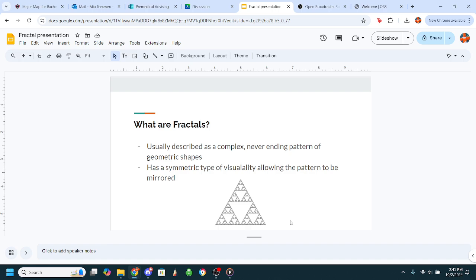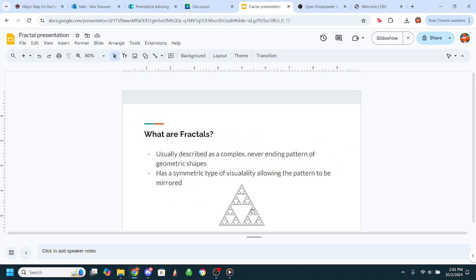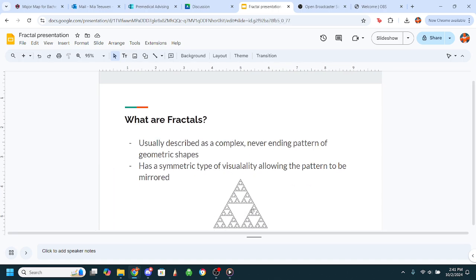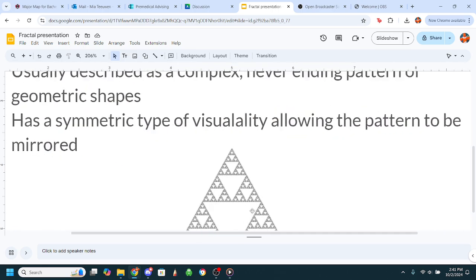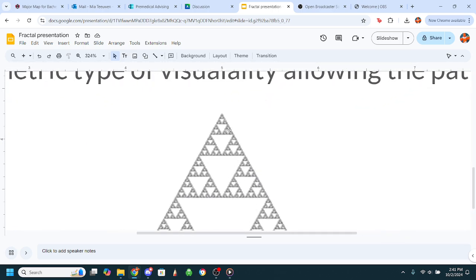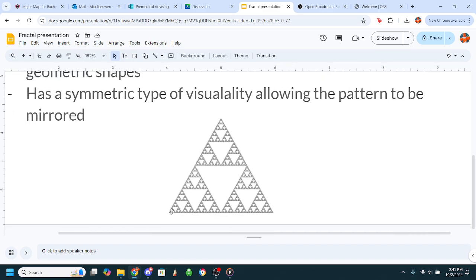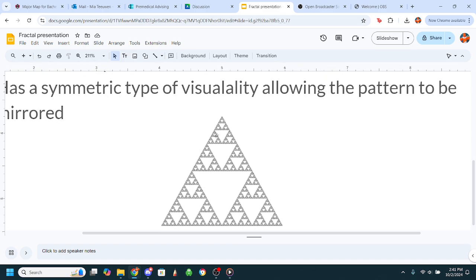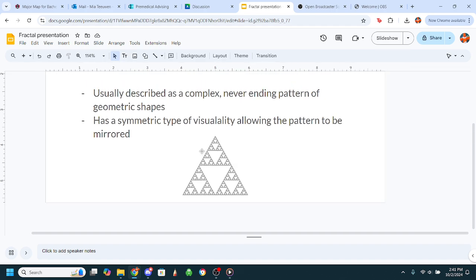They have a symmetric type of visuality, allowing the pattern to be mirrored. As we can see with this triangle, as long as you keep zooming in, it replicates. So this bigger triangle will be the same as this larger triangle, and then upon zooming in, it is the same in the smaller ones as well.